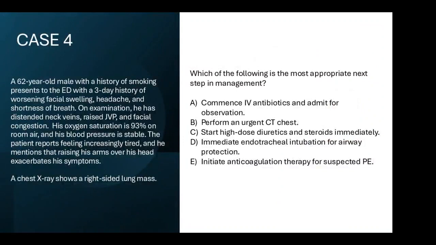Okay, so next is case number 4. We've got a 62-year-old male with a history of smoking who's presented to ED with a 3-day history of worsening facial swelling, headache, and shortness of breath. On examination, he has distended neck veins, raised JVP, and facial congestion. His oxygen saturation is 93% on room air, blood pressure is stable. He's increasingly tired, and he mentions that raising his arms over his head worsens his symptoms. A chest x-ray shows a right-sided lung mass. So which of the following is the most appropriate step in the management of this patient?